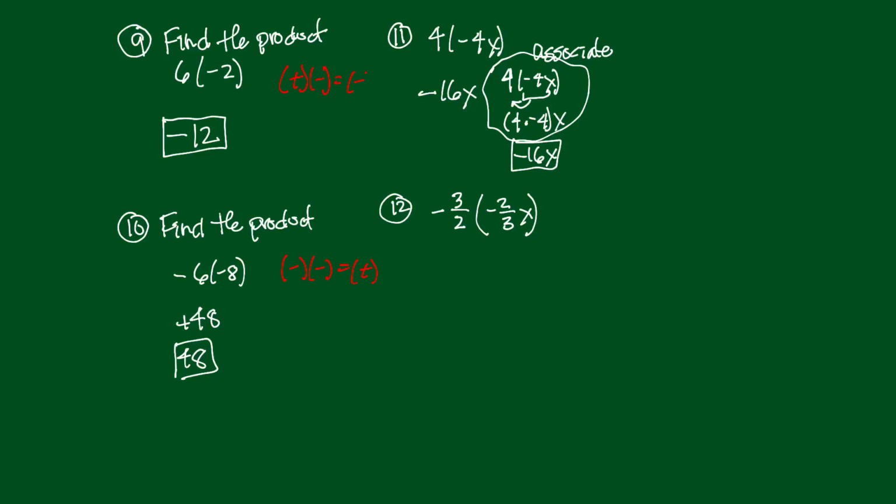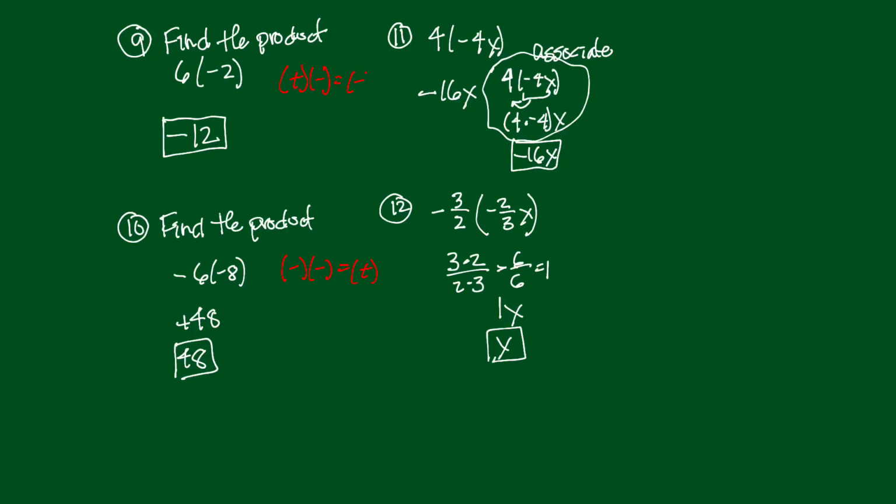Number 12, in this multiplication, notice you've got 3 halves and 2/3. Those are reciprocals. And when you multiply reciprocals, you get 1. Now, a reciprocal of a fraction is just the number flipped over. If you don't see that, here's what you might see. Negative times negative is positive. So I know the result right away is going to be positive. Now, 3 times 2 over 2 times 3 is 6 over 6, which is 1. And then you still have that x, so you're going to get 1x, or how about just x?